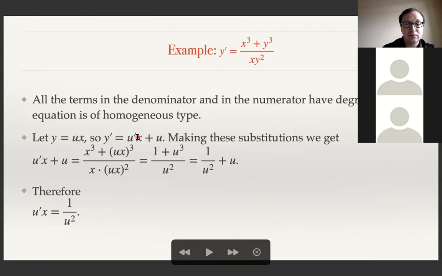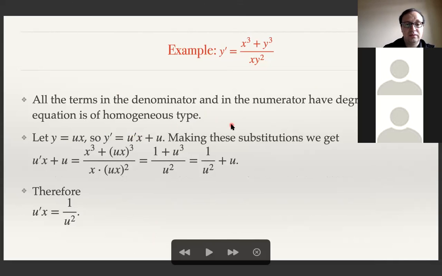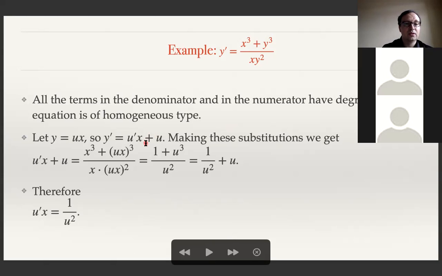So let's first have a look at what the equation actually is. y prime is equal to (x cubed plus y cubed) over (x y squared). All the terms, both in the denominator and in the numerator, have degree 3. The numerator is a polynomial. The denominator is a monomial. So the equation is of homogeneous type. Now, let y be equal to u times x. So y prime is equal to u prime x plus u.